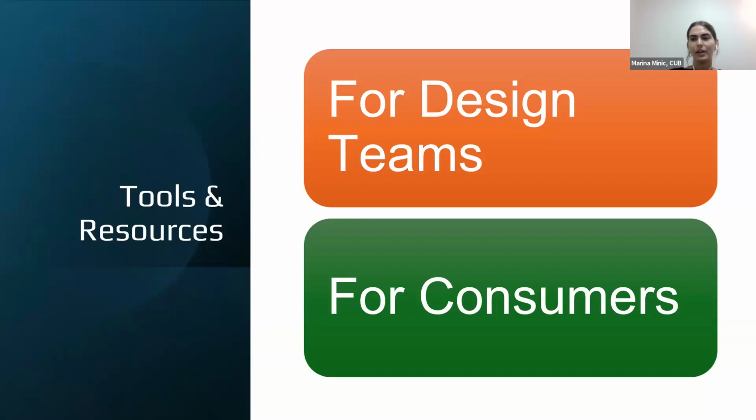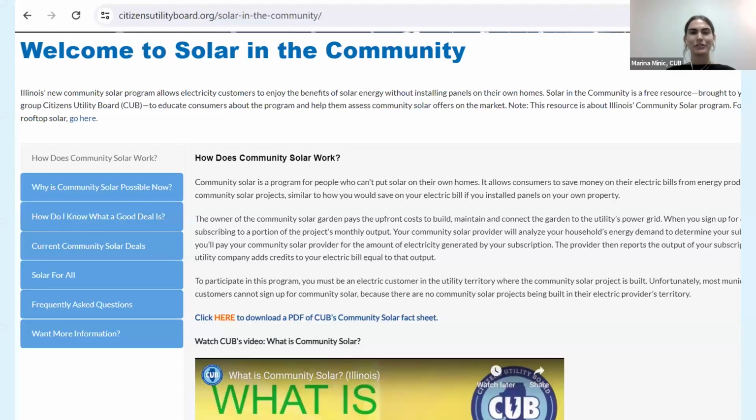Great, yeah. So community solar is a great program. It can sometimes be hard to navigate, especially because there are a lot of different companies floating around doing similar things. So sometimes consumers don't really know where to start. So CUB has created this resource called Solar in the Community. You can either find it at the URL solarinthecommunity.com or just under our resources tab on the general CUB website. But we have worked to create a comprehensive place to find information about community solar.